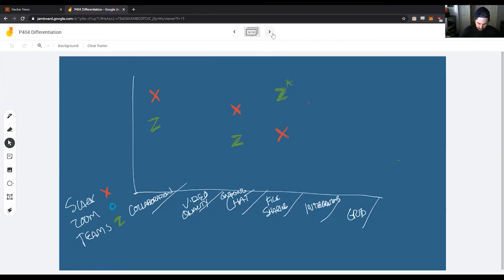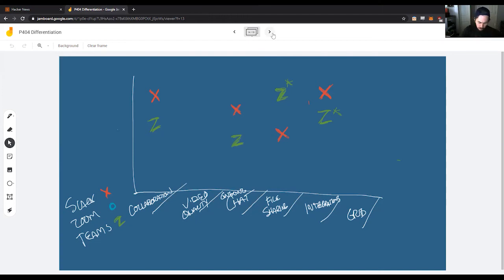If we look at the integrations piece, I would say Teams does a fairly good job, again, with an asterisk. It's a good job integrating into the Microsoft stack. But if we're going to say who's the winner on integrations overall, probably Slack. That's kind of what they've been built on, is open integrations. You can integrate with anything and everything.